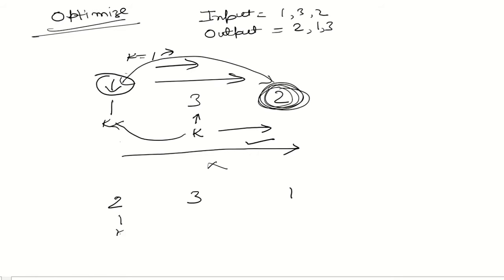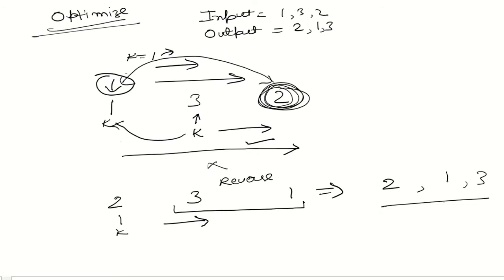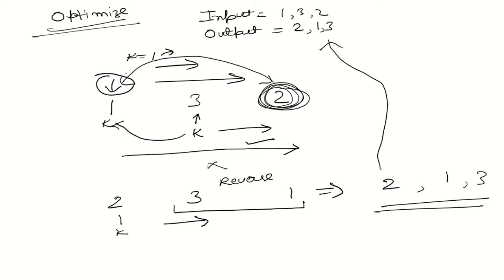Our k is still over there. The third thing we need to do is reverse the right array of k. In our case, that is the 3 and 1. That thing we need to reverse. Once you reverse it, that will become 2 1 and 3. So that is basically our answer, if you notice.